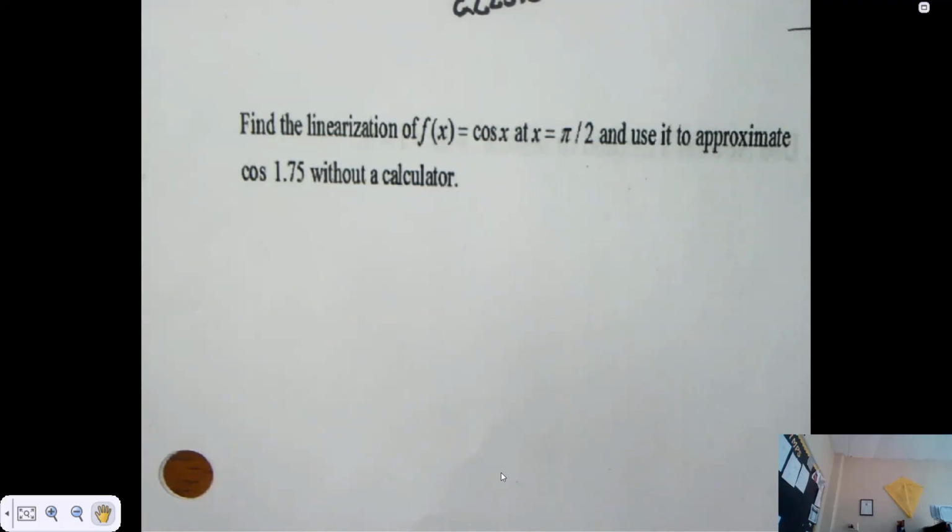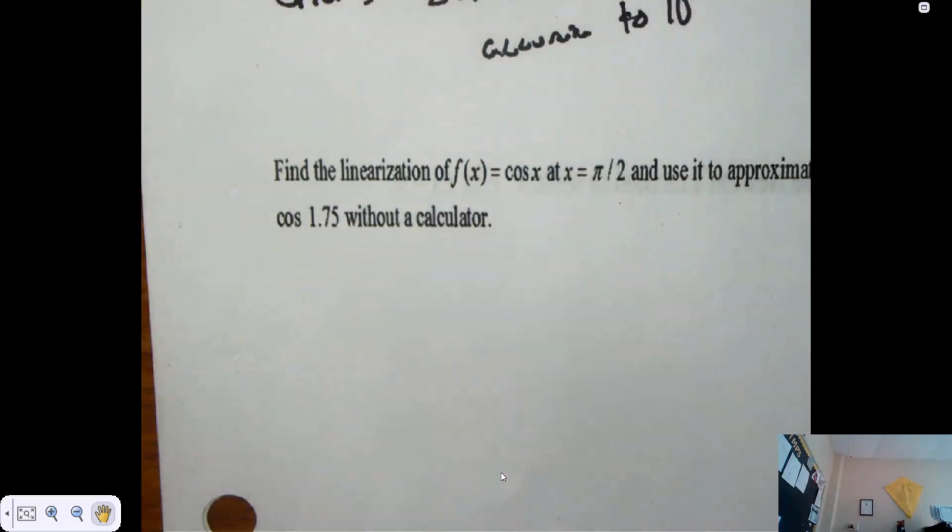Okay, plain and simple. Find the linearization of f of x equals the cosine of x at pi over 2 and use it to approximate the cosine of 1.75 without a calculator. The reason you're doing that is because pi over 2 is really close to 1.75. That's why they're centering at pi over 2. Pi is 3.14 over 2, so that's like 1.67 as a decimal. It's really close. That's why they're centering there.